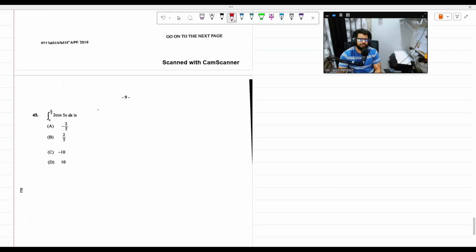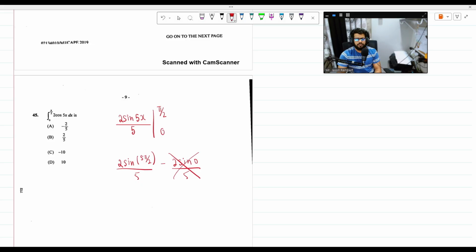And lastly, when I integrate sine, I get cosine, and when I integrate cosine, I get back sine. So I'm going to get 2 sine 5x. And when I'm integrating, I have to divide by the derivative of the angle. The derivative of the angle is 5. Between pi on 2 and 0, so I'll get 2 sine 5 pi on 2 over 5, take away 2 sine 0 over 5.